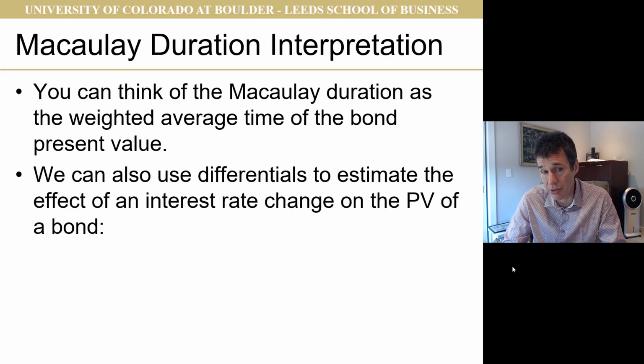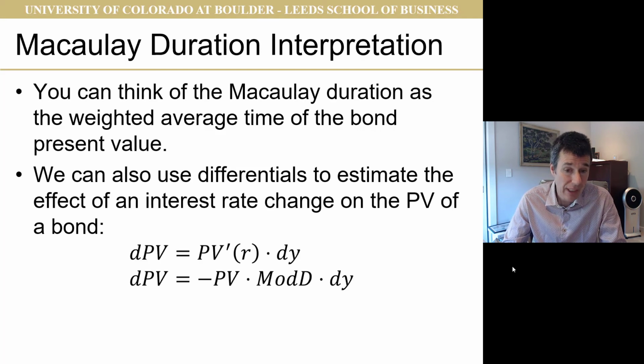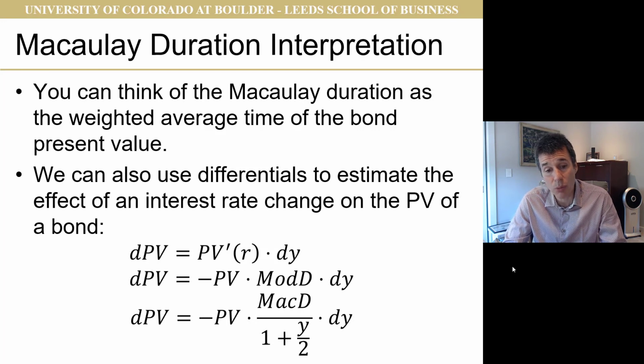Now we can use differentials to estimate the effect of an interest rate change on the present value of a bond. dPV, again, this is our standard formula, dPV equals PV prime times dy. That shouldn't be an R, that should be a Y inside the PV prime. And then we can rewrite dPV equals negative PV times modified duration times dy. And we can rewrite one more time, dPV equals negative PV times Macaulay duration divided by 1 plus y over 2 times dy. So basically, we can use modified duration, Macaulay duration, the derivative, to do these same calculations. We don't really care which one we're using.